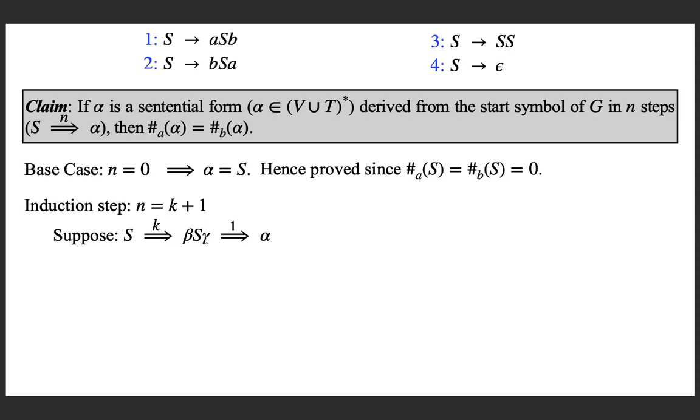And beta and gamma are some arbitrary strings of variables and terminals. S must be there, that is what I am taking. So I assume that in k steps I derived a string of this form, and this is a generic form because S must be there and before and after that something is there. You call that something beta and gamma. Then in one step you are deriving alpha, because we have to derive the string in k plus 1 steps. So first in k steps you are deriving this, and then in one step you are deriving alpha is your assumption.